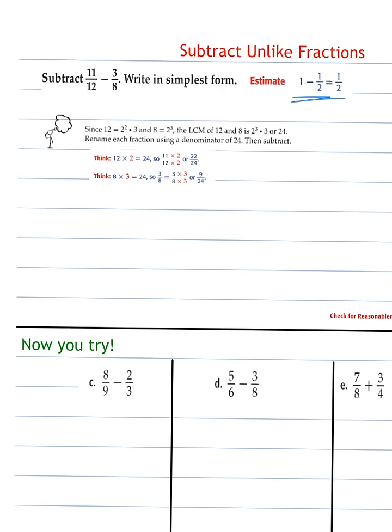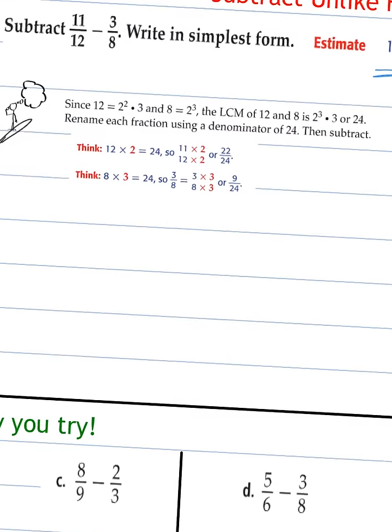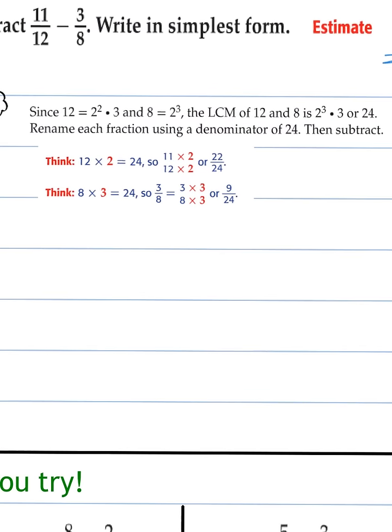Okay? We've got a little think symbol here, which is just explaining a way to find the least common denominator. We think of the least common multiple between 12 and 8. If we were to do the factor tree, it would give us for 12, 2 squared times 3, and for 8 it is 2 cubed. When we take one of each number, we would take the 2 cubed and the 3 and multiply them together, which gives us 24. So that tells us that our least common denominator would be 24.